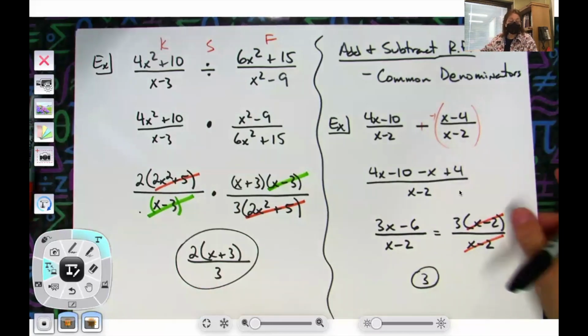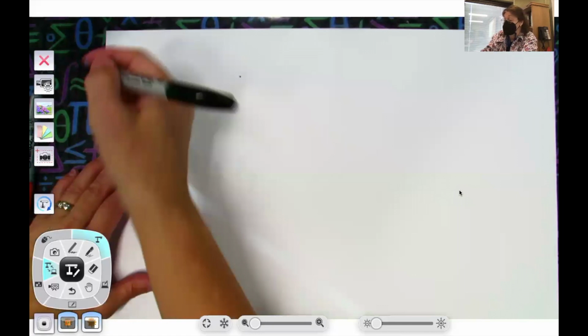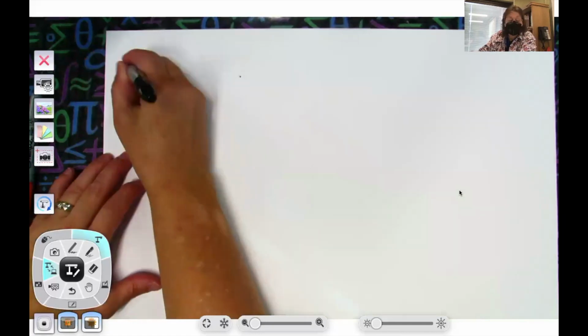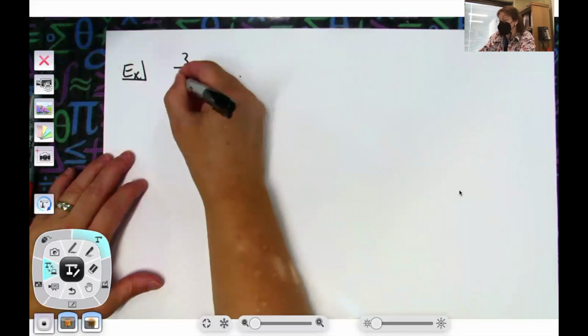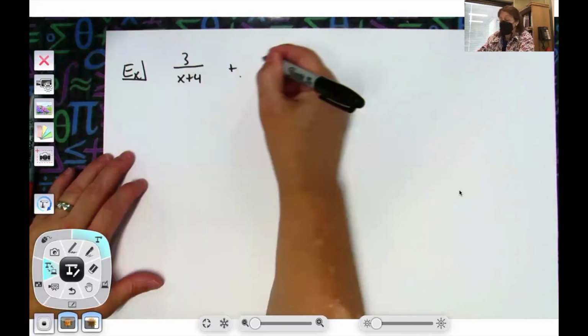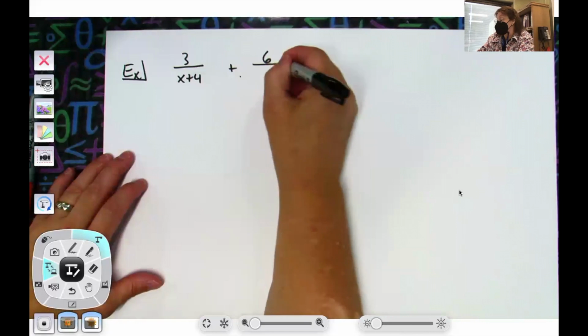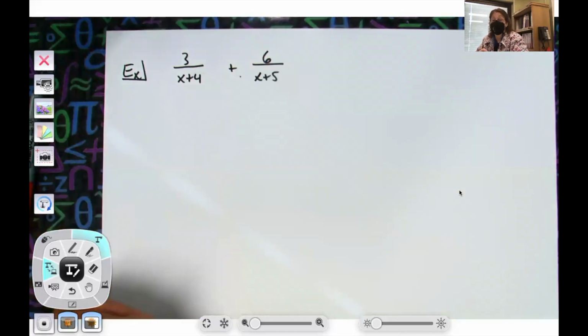Okay. All right, now let's go to an easy one, because I don't think they're going to do too awful hard ones when they're not common denominators. Let's do a real easy one to start with, just so conceptually we have it. Like, let's do 3 over x plus 4 plus 6 over x plus 5. These do not have common denominators.